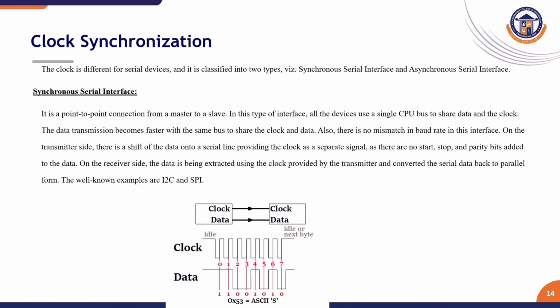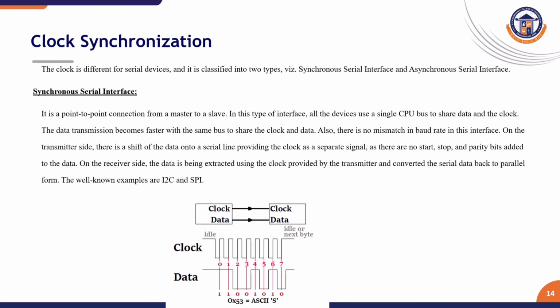It is a point-to-point connection from the master to the slave. In this type of interface, all the devices use a single CPU bus to share data and a clock. The data transmission becomes faster with the same bus to share the clock and data. Also, there is no mismatch in baud rate in this interface.